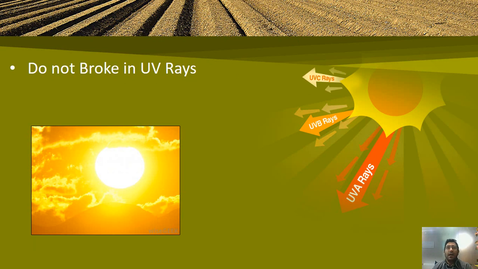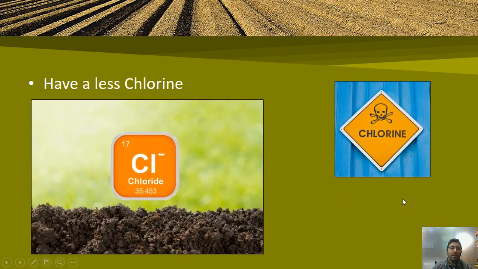Another problem is that the iron really breaks when it is exposed to UV radiation. Another problem for iron fertilizer is the coloring. We have some iron fertilizers in the market that have coloring. It's essential for us to have less chlorine.